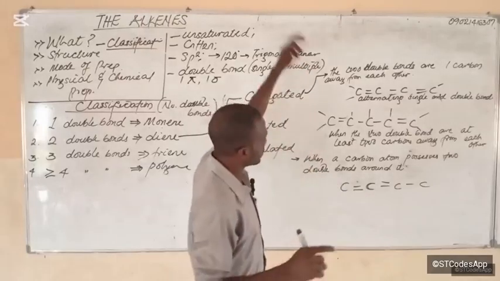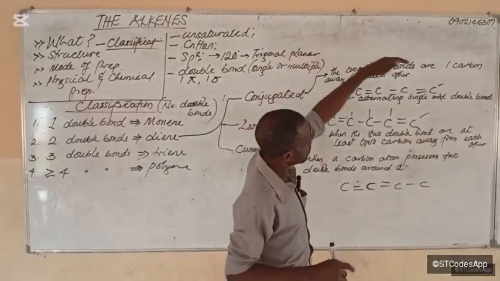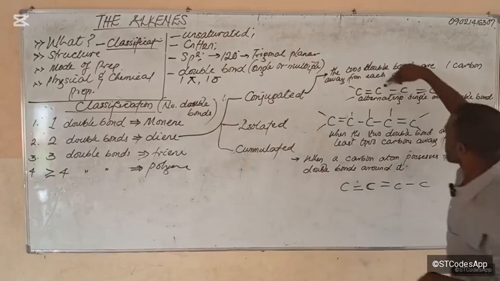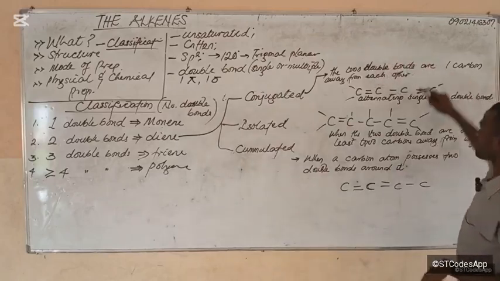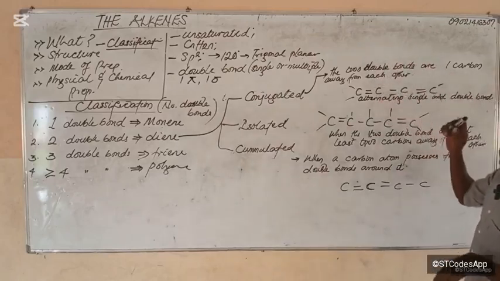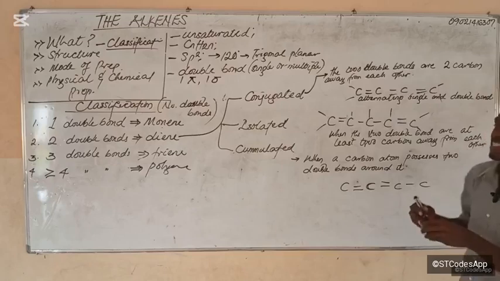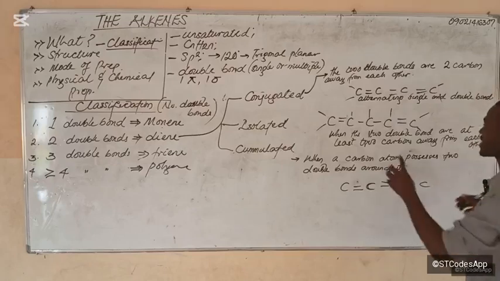There's something that came to my mind now. Here I said two double bonds are one carbon away from each other. What that means is that it's supposed to be two carbons away from each other. Do you know why I said so? So that it will not confuse students. The way I'm looking at it might be different from the way you are looking at it.